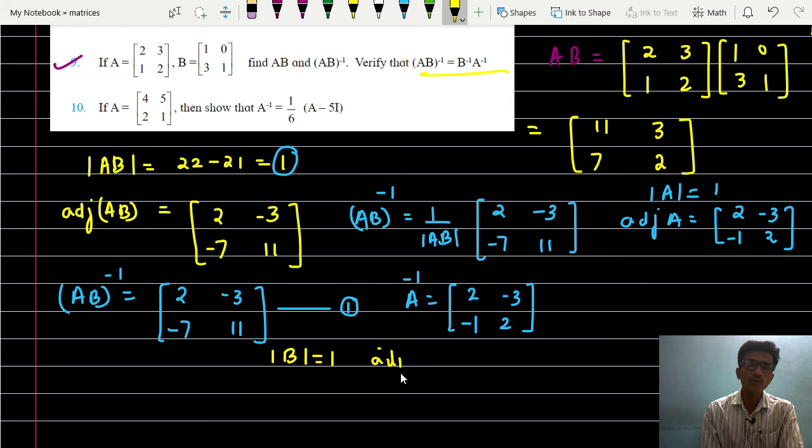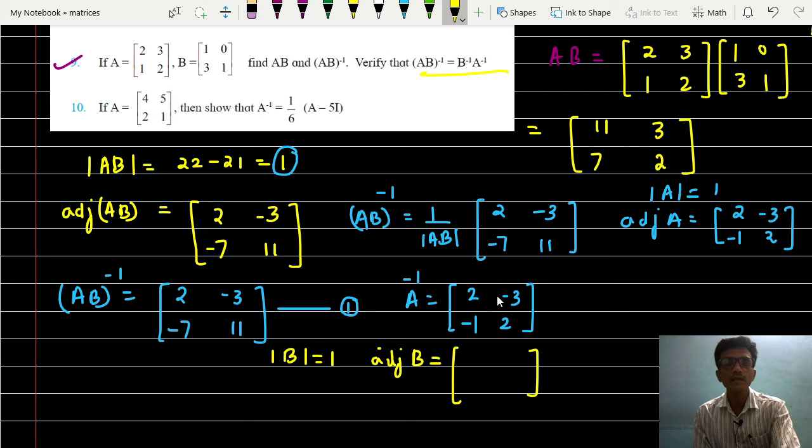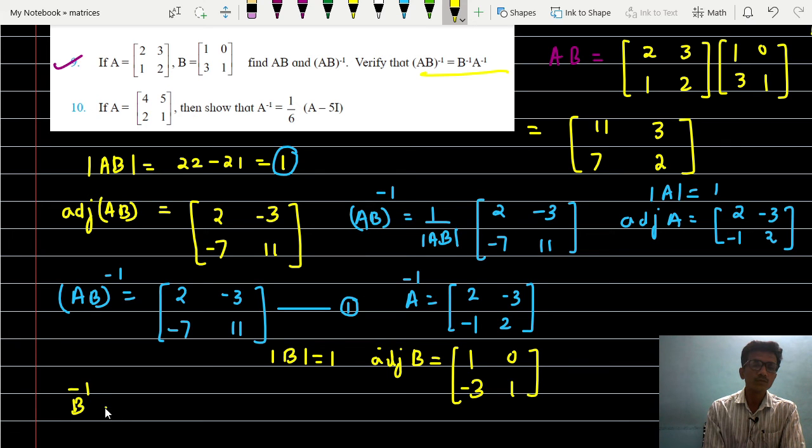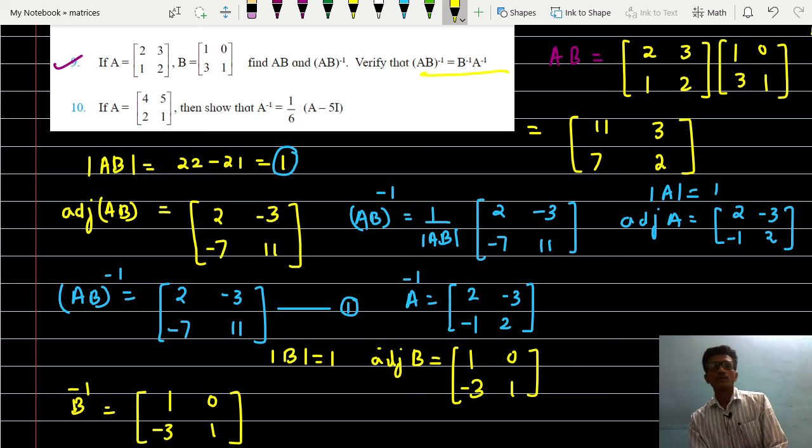Here adjoint of B is equal to what? Adjoint of B is equal to, interchange diagonal elements. There will be no change if you interchange. Change the sign of non-diagonal elements. Here B inverse is equal to 1 upon determinant of B, which is 1, and adjoint of B. So it is equal to 1, 0, minus 3, 1. This is B inverse.